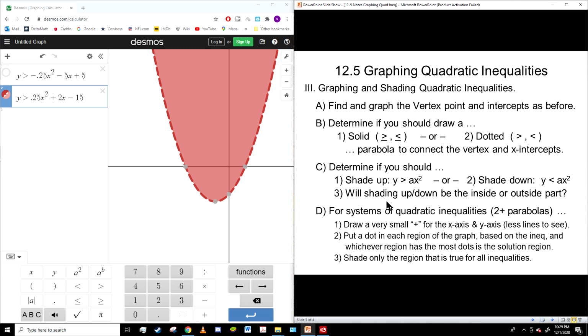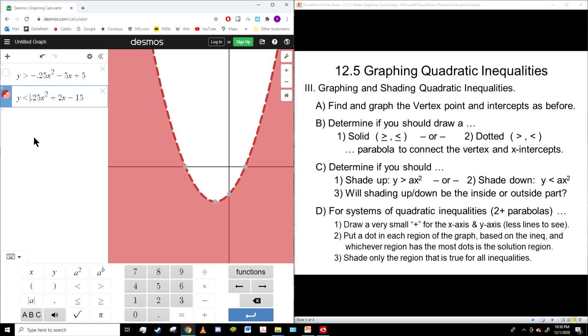Now when you shade up or down, you're either going to be shading the inside or the outside of the parabola. So let's take a look at this one right here. I have y is greater, so I want to shade up. So if you touch the graph and go up, you will notice that you will be actually on the inside of the parabola. So you would shade the inside. If I change that to this, less than, y is less, then you would touch the line and go down because less is down. And when you did that, you would notice you'd be on the outside of the graph. Okay, so far so good?